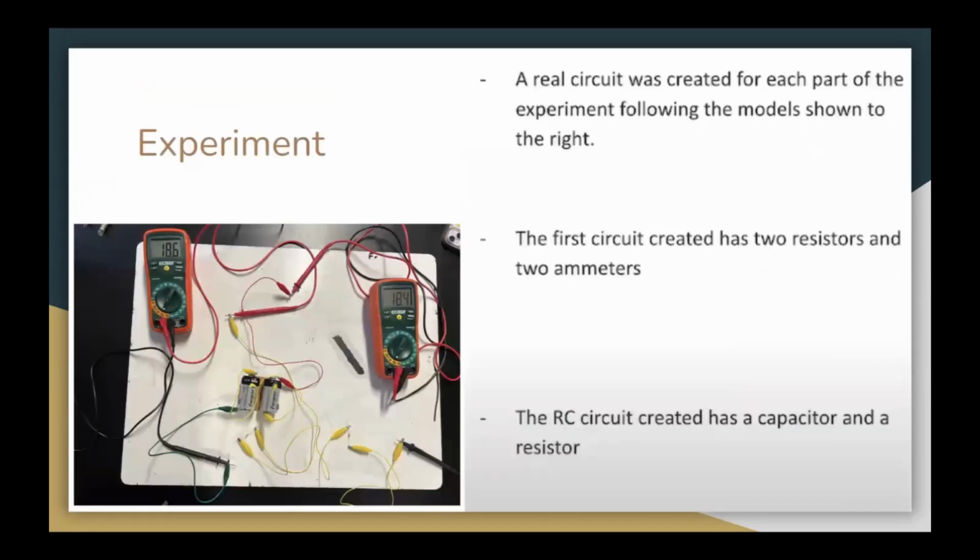As for my experiment, you can see a picture of what we made our circuit there. And a real circuit was created for each part of the experiment following the models shown to the right. Well, I guess in this case, to the left. The first circuit created has two resistors and ammeters. And the RC circuit created has a capacitor and a resistor.